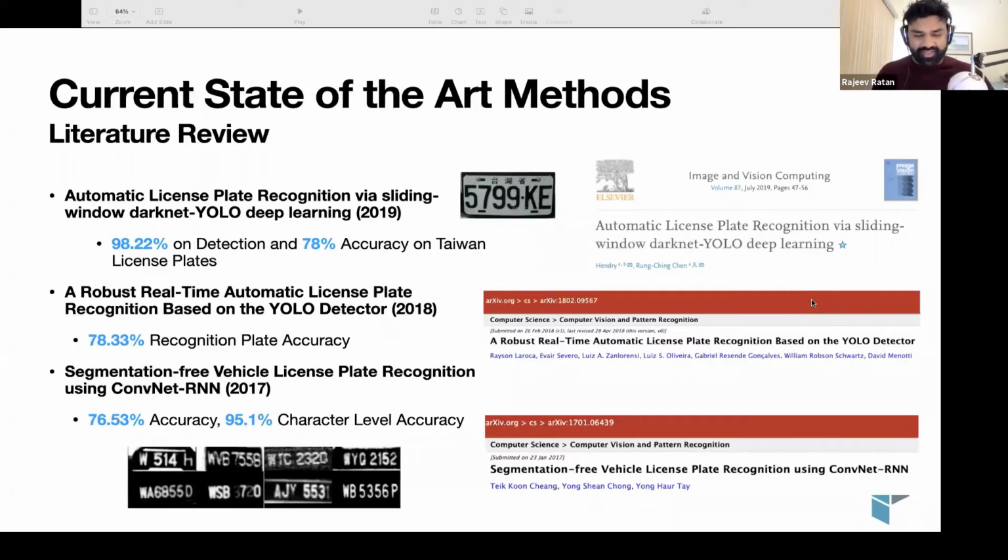These are some of the latest research papers I found on license plate recognition. A lot of people are getting quite good results on detection, which is easy. Well, the easier part of it.